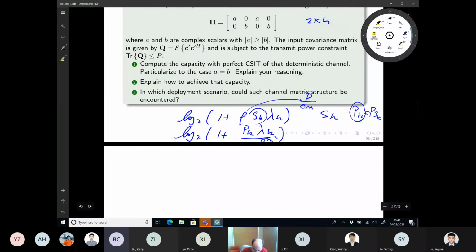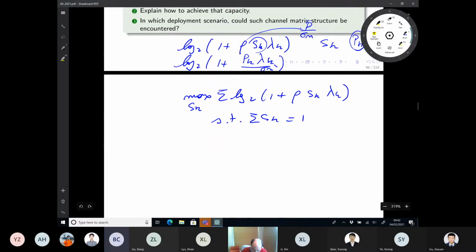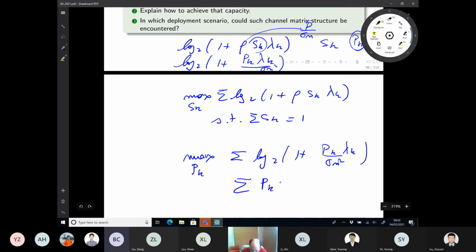Right. So you could have either I try to maximize over Sk the sum of log 2 of 1 plus rho Sk lambda K, subject to the sum of Sk equal to 1. Or I can say it's a max over Pk of a sum of log 2 of 1 plus Pk lambda K over sigma n squared, and now I have the sum of Pk is equal to P, right?